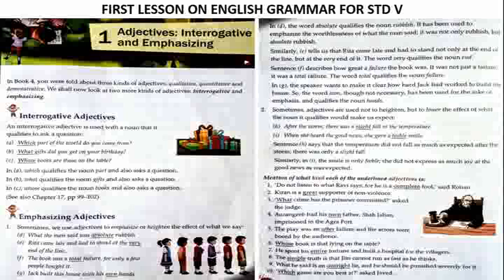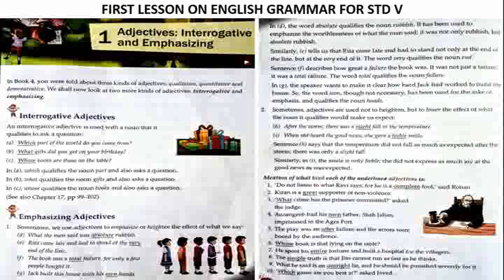And in another sentence, the book was a total failure for only a few people bought it. This sentence describes how great a failure the book was. It was not just a failure, it was a total failure. The word total qualifies the noun failure. In the last sentence, Jack built this house with his own hands. Here the speaker wants to make it clear how hard Jack had worked to build the house. So the word own, though not necessary, has been used for the sake of emphasis and qualifies the noun hands.